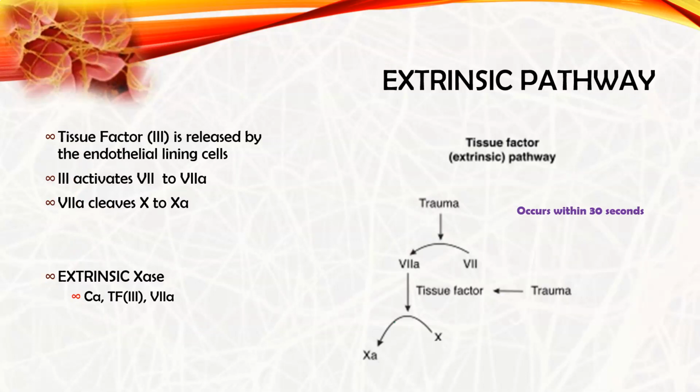So we're going to start with the extrinsic pathway because that's the easiest. It generally occurs within about 30 seconds of tissue damage. Factor 3 is released by the endothelial lining cells. 3 activates 7, or serves as a cofactor actually, with 7. And 7 cleaves 10 to 10A. So on the surface of the platelet membrane, in the presence of platelet factor 3, calcium and tissue factor and activated enzyme 7, they all bind together on the surface of the platelet, and it's known as the extrinsic 10-ACE, because this combination is going to be the enzyme which cleaves 10 into 10A, and this is the extrinsic pathway.